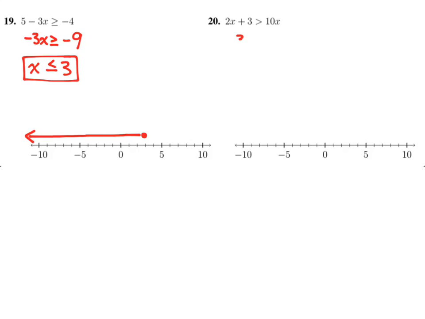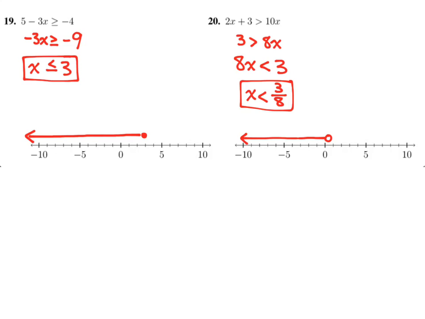All right, moving on. Number 20, I moved the 2x, and then I flipped the whole thing around because it looked like the wrong order to me. And then divided by 8, boom, open dot at 3/8. Don't sweat too much about exactly where. 3/8 is a little bit less than a half. So, boom, draw your open dot at a half-ish, and then left for less than.